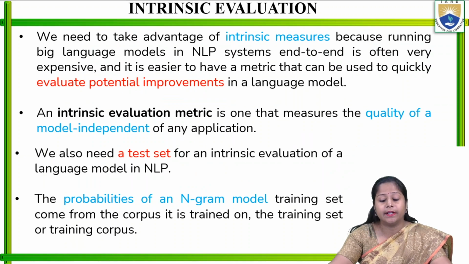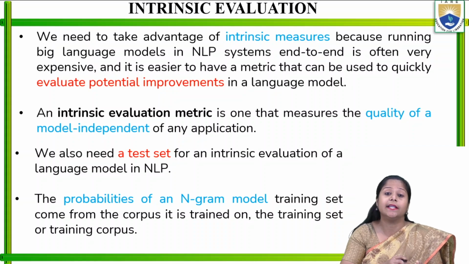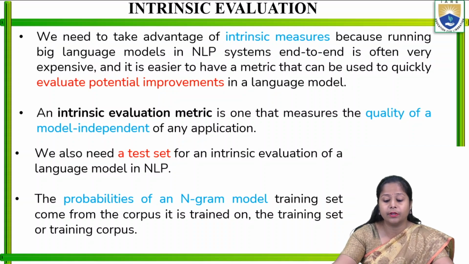So we need to take advantage of extrinsic measures. Let's see intrinsic measures. Why? Because running the big language model in the natural language processing system end to end is very often expensive. An intrinsic measure gives us an easier metric that can be used to quickly evaluate potential improvement. When we compare two models, it gives us the major improvement very quickly for the different language models.